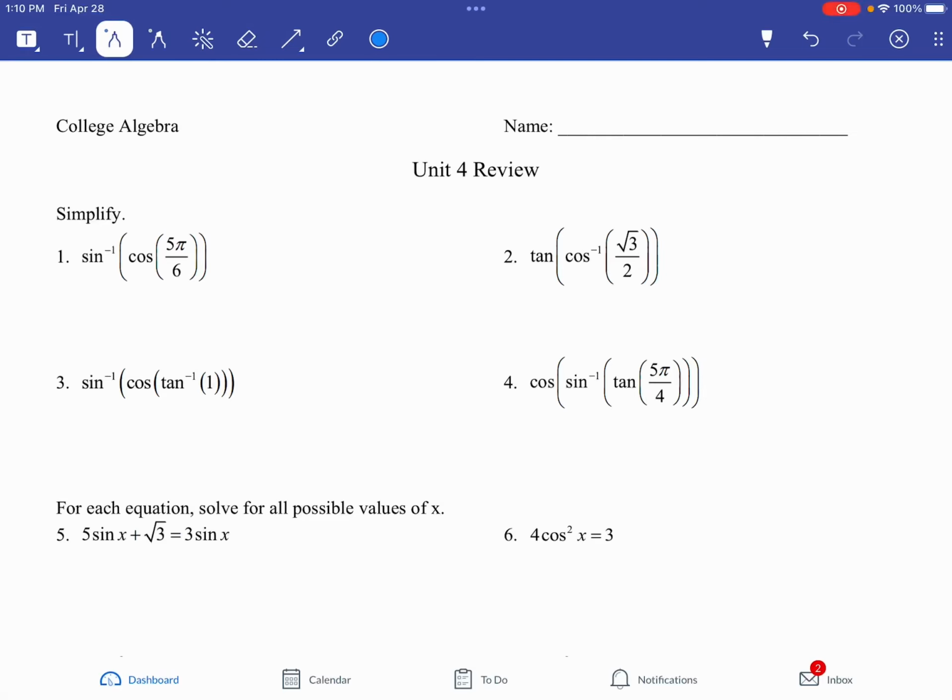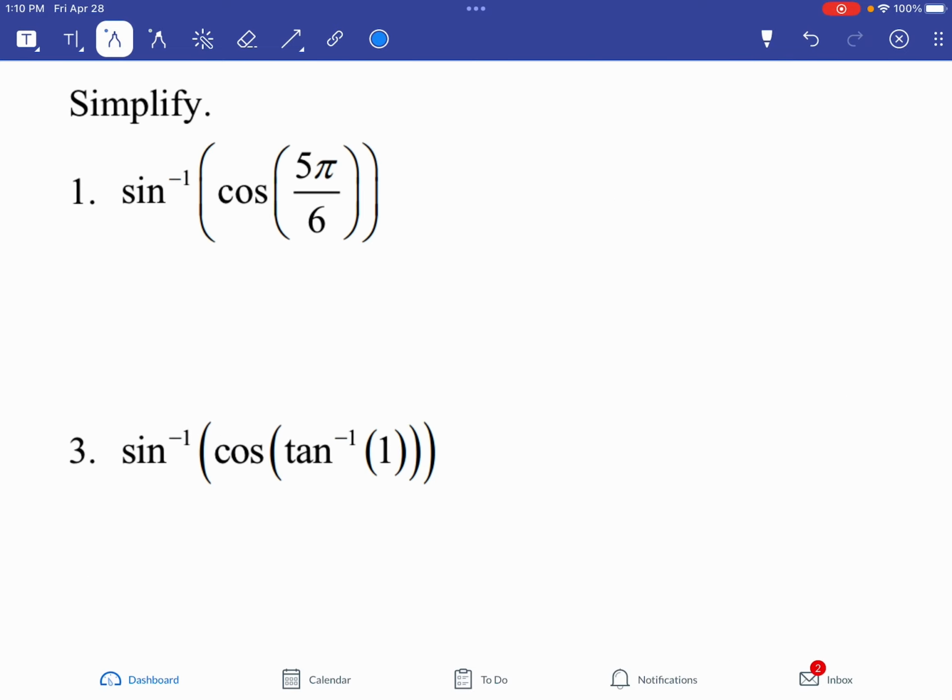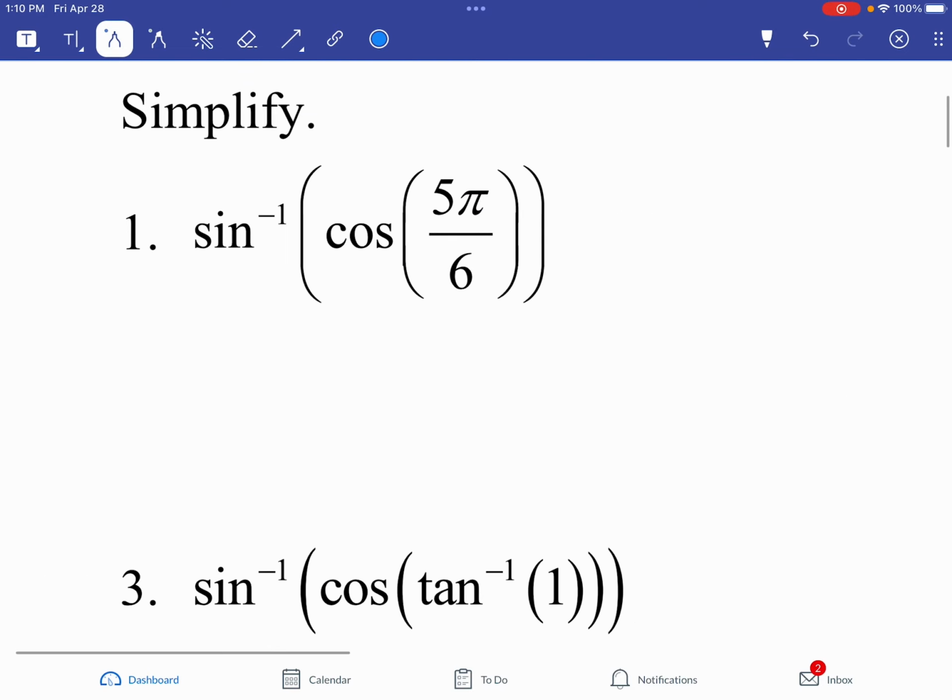This is the last unit for college algebra, unit 4. Here we go. For all these problems in the entire review and the test, you're going to want your unit circle formula sheet out. So please have that handy for when you're doing these problems.